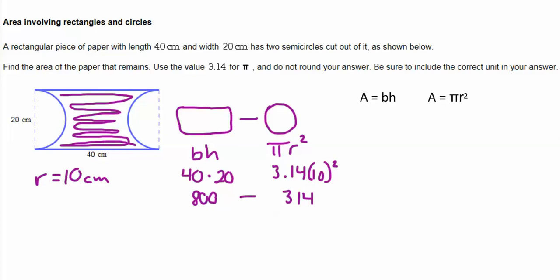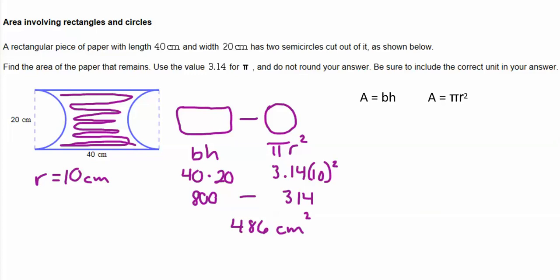So 800 minus 314, sorry, is 486. 486, and we need our label for area, which in this case is centimeters squared.